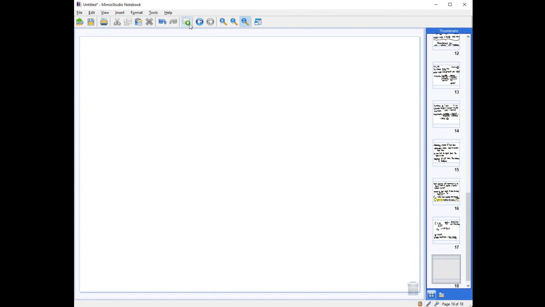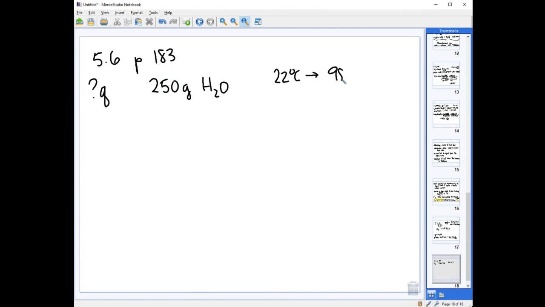So if we look at 5.6 on page 183, we want to know how much heat, so that's our quantity of heat, Q, is needed to warm 250 grams of water from 22 degrees Celsius to 98 degrees Celsius. So we have our temperature, we have our mass, we know our specific heat. I can look that up, and I know my specific heat of water is 5.18 joule divided by gram Celsius. Then I can plug it in.